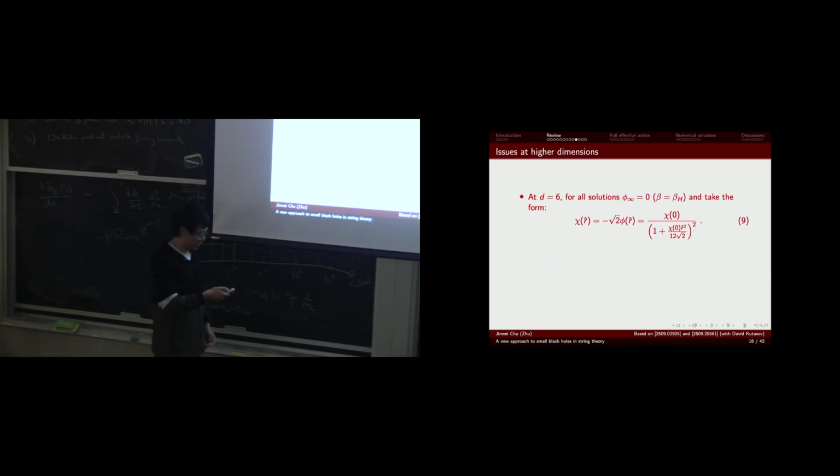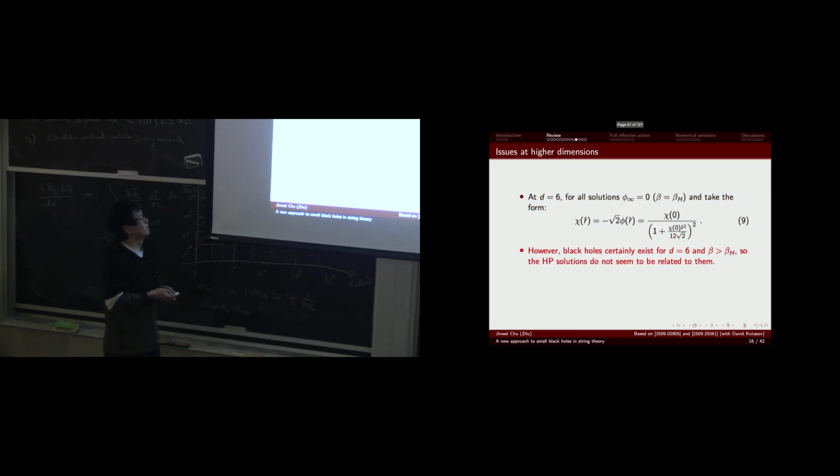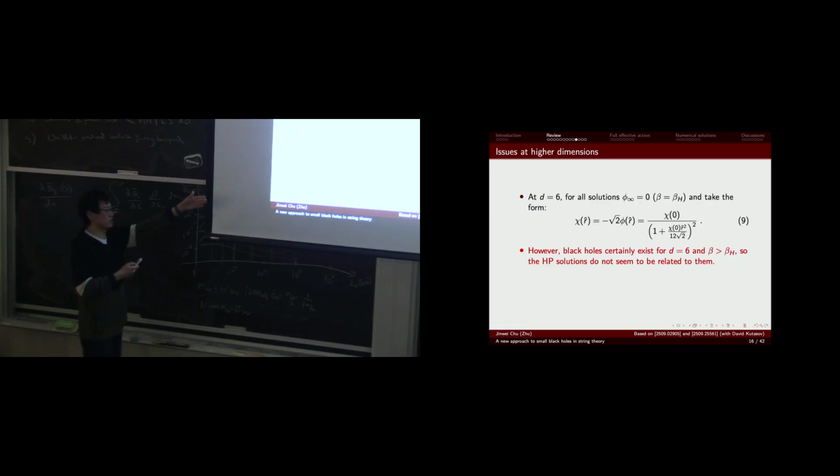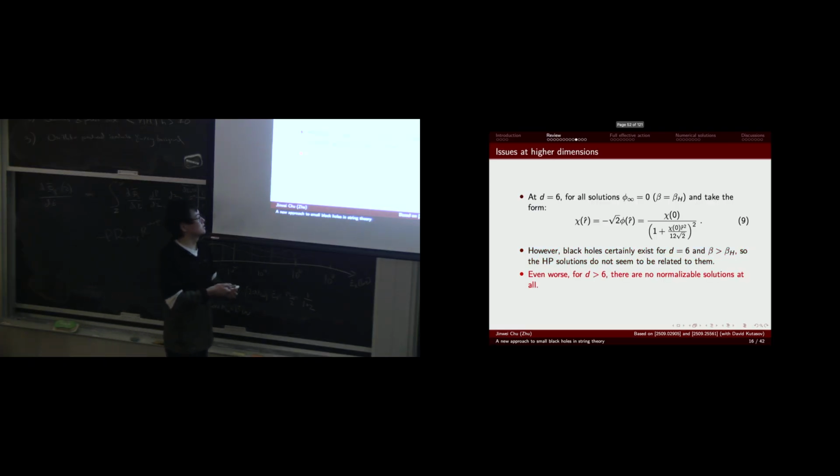Yeah, what about larger d? So first, at d equal to 6, we found that for all solutions, the phi infinity is exactly equal to 0, which means that all solutions only exist at the Hagedorn temperature. And by the way, they take such an analytic form. But this brings an issue. The issue is that we know that black hole solutions certainly exist for d equal to 6 and arbitrarily low temperature. So the fact that Horowitz-Polchinski solutions can only exist at this particular temperature seems to say that it is not related to the black hole. And even worse, for larger d, there are no normalizable solutions at all.